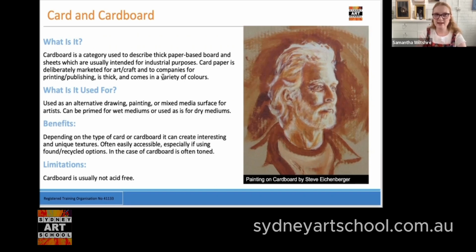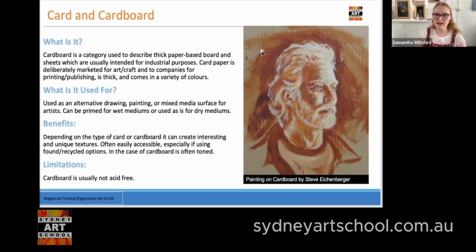Card paper is usually deliberately marketed for either art or craft, or to companies that want to use it for printing or publishing. It does tend to be thick like cardboard, and it comes in a whole variety of colors, oftentimes really bright colors. And it also comes in more choices in terms of texture.